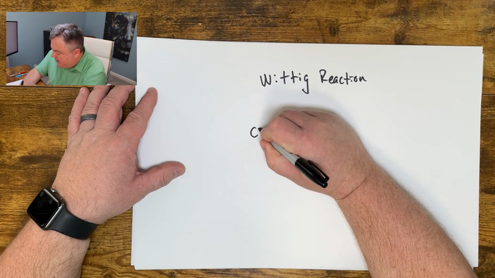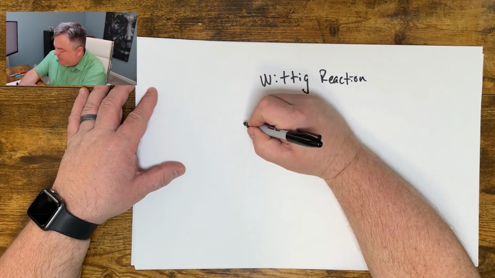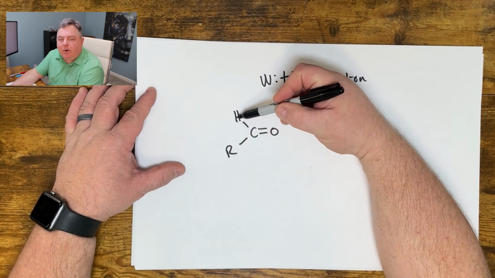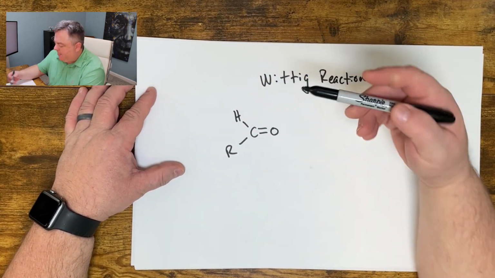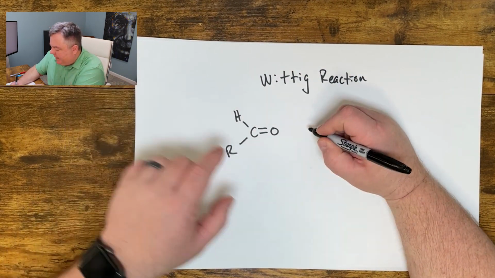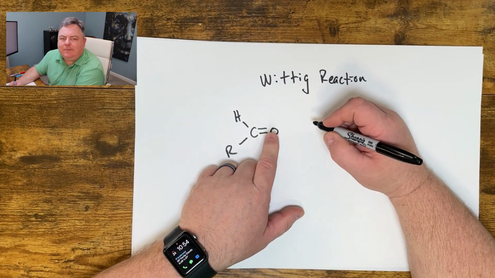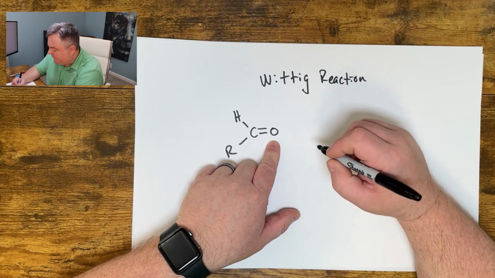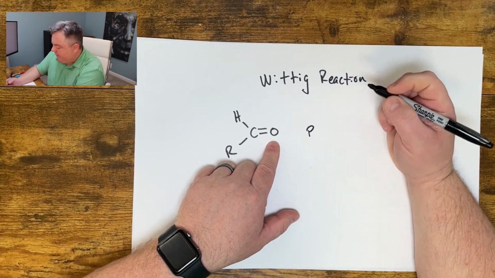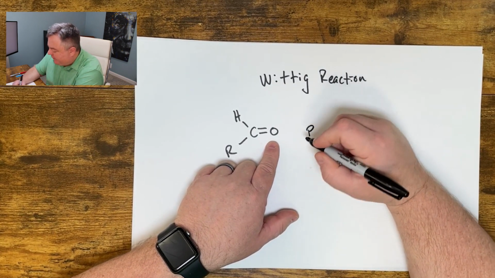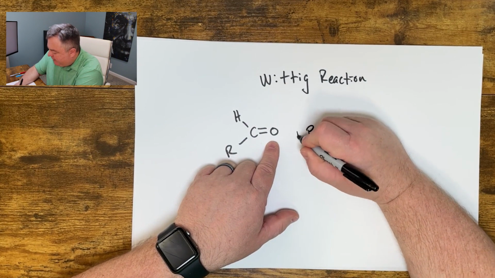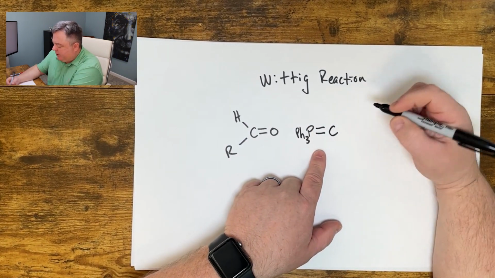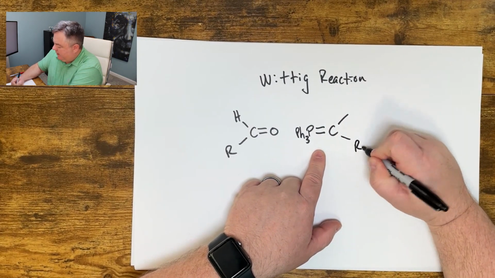So Wittig took carbonyl compounds that are either aldehydes or ketones, two carbon groups here. And he knew that oxygen loves to make phosphorus bonds, carbon or oxygen phosphorus bonds. So he took a phosphorus compound. And this phosphorus compound had 3 phenyl groups on it, and it was double bonded to another carbon with whatever on it.